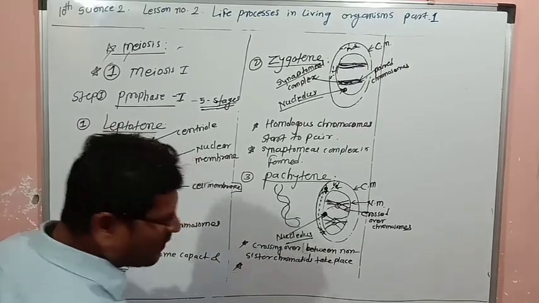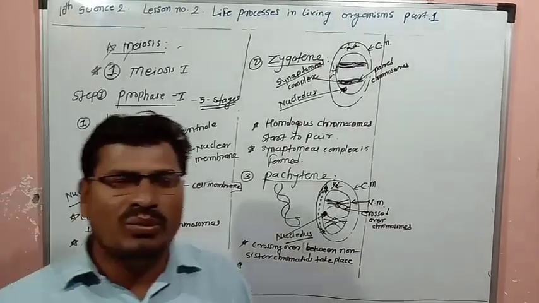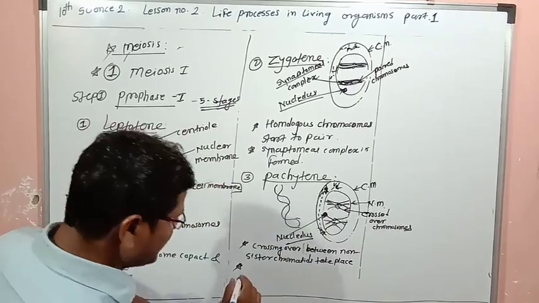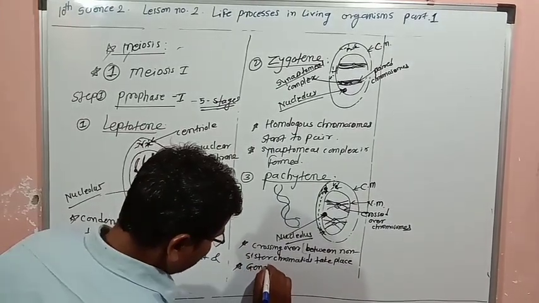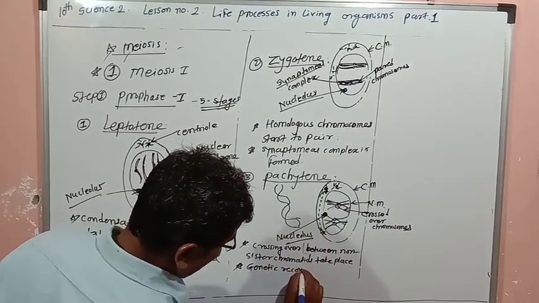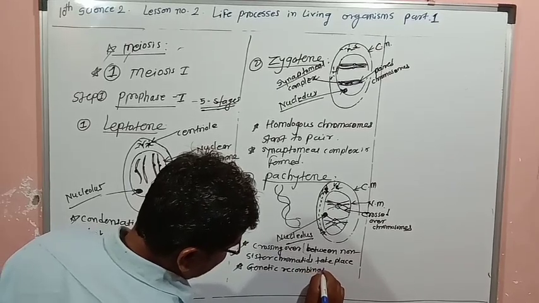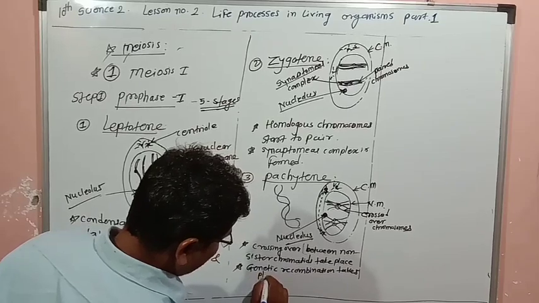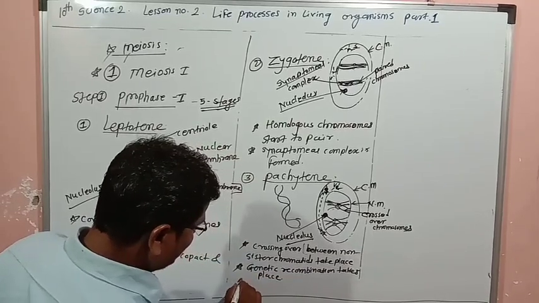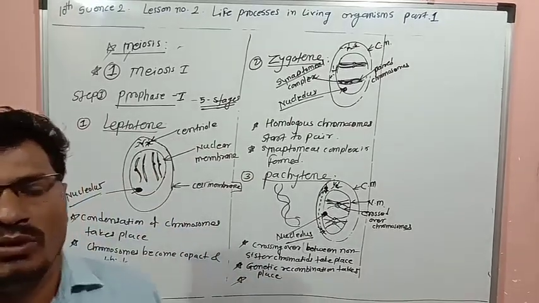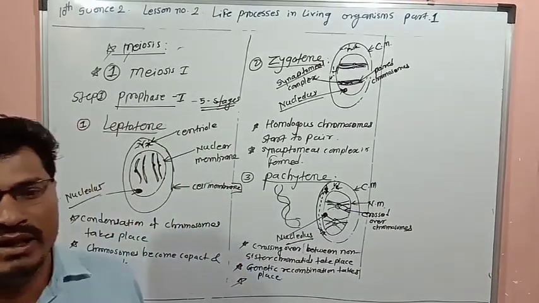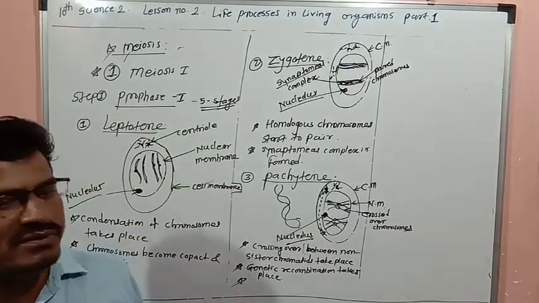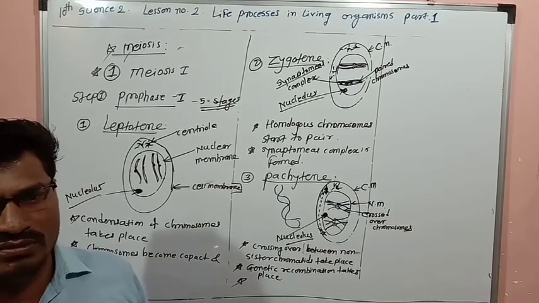The second thing is that genetic recombination takes place. Genetic recombination takes place. The third thing is that homologous chromosomes remain paired at the site of the crossing over.